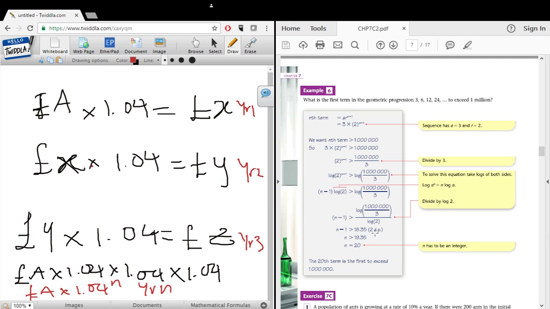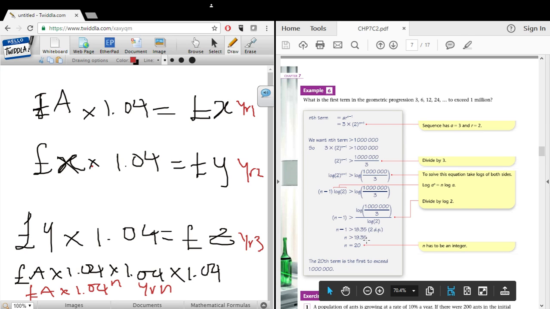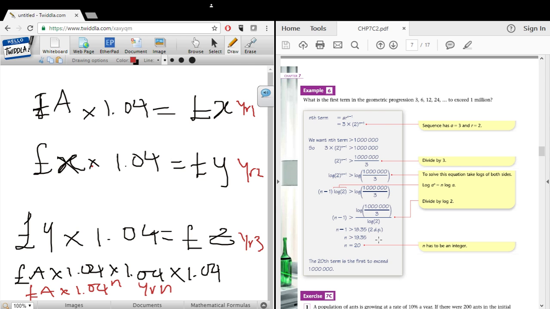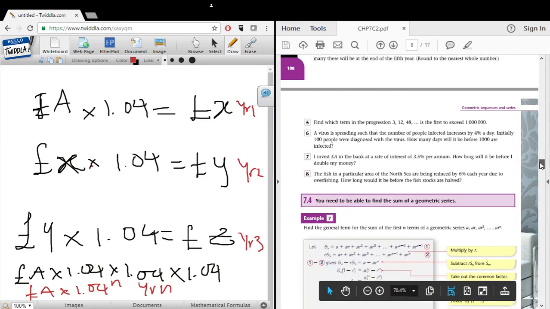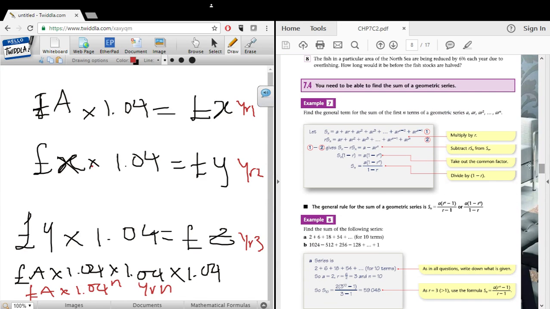And then subsequently you get a number to 2 decimal places, and then again you rearrange the -1 to the other side, and you can see that you have 19.35. But 19.35 is not a whole number, it does not represent a term, so we need to exceed that number to the nearest integer. So we get 20, and simply the answer is the 20th term is the first to exceed a million. I hope that explains the example, and here are some more examples for you to do.